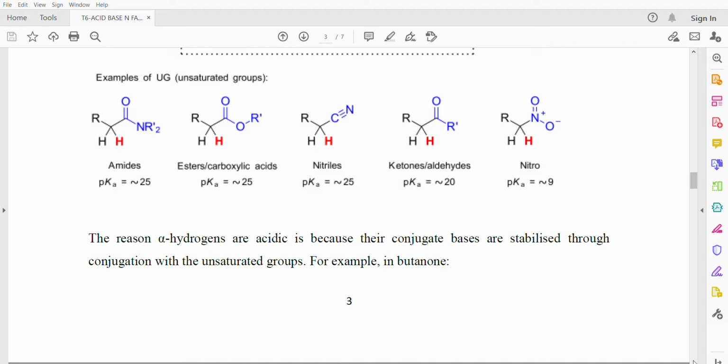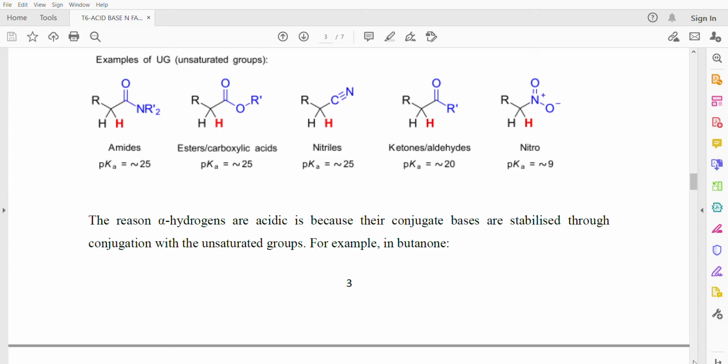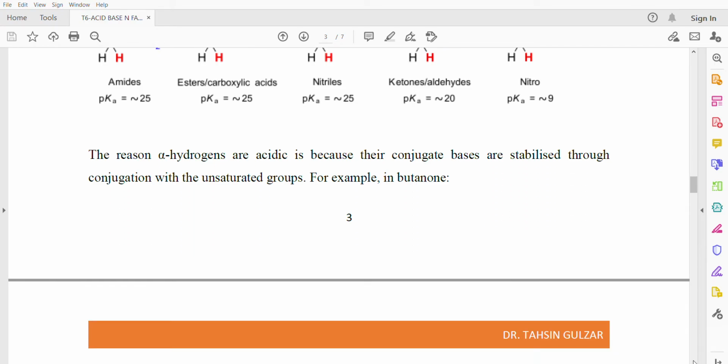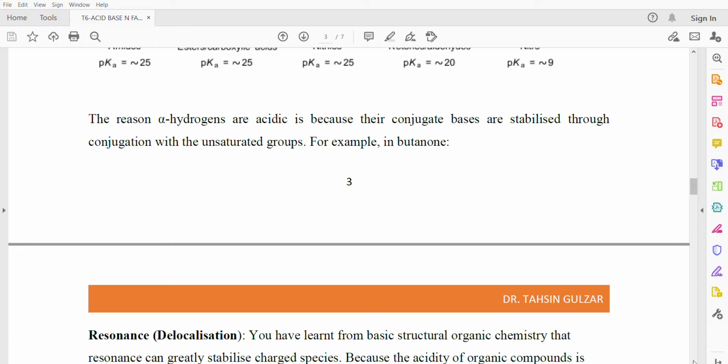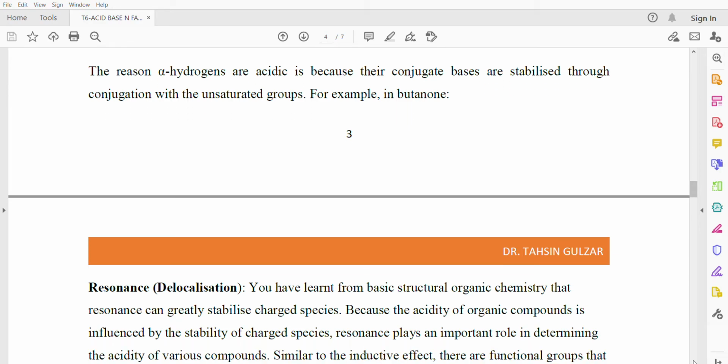The nitro group is very effective to attract. The nitro group is an electron withdrawing group. This electron withdrawing or unsaturated group is attracting the negative charge towards itself. The negative charge is not residing on the conjugate base, that is carbon.